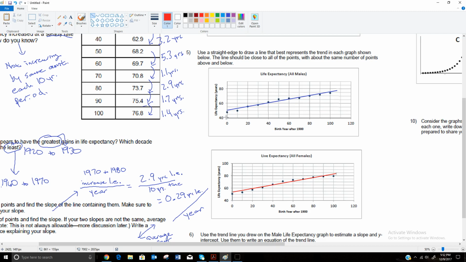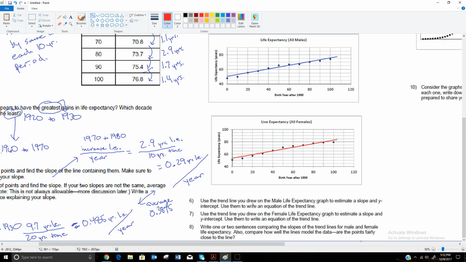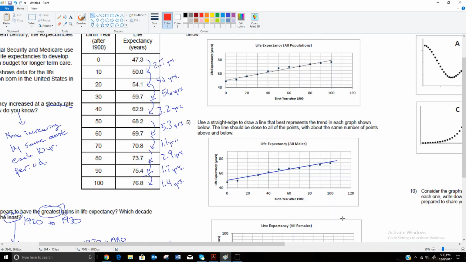Now, this is the life expectancy for males, so they've separated out this data. This was all people. This is the life expectancy for males only. This is life expectancy for females only, based on the year they were born. So it says use the trend line you drew on the male life expectancy graph to estimate a slope and y-intercept. Use them to write an equation of the trend line.